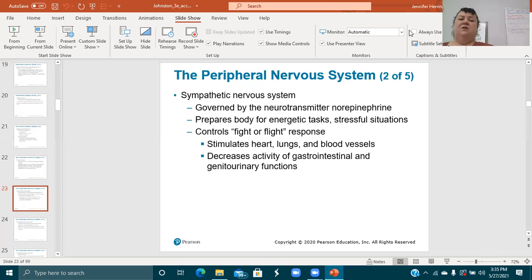So we'll look a little closer at that sympathetic nervous system first. It is governed by the neurotransmitter norepinephrine. It prepares the body for energetic tasks and stressful situations. It also controls our fight or flight response, which stimulates the heart, lungs, and blood vessels and decreases the activity of gastrointestinal and genitourinary functions.